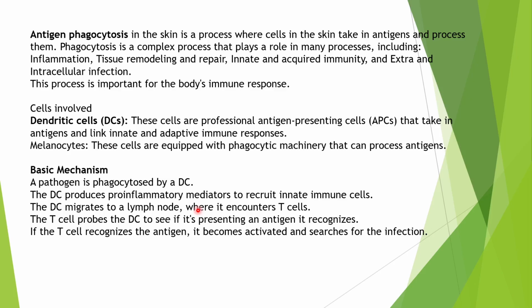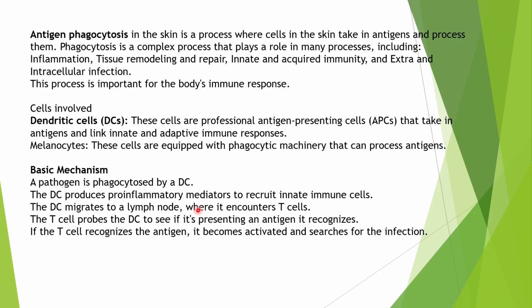Phagocytosis is a complex process that plays a role in many cellular events and bodily functions, such as inflammation, tissue remodeling and repair, innate and acquired immunity, and extracellular and intracellular infection. In all these processes, phagocytosis plays a very important role, and it is definitely very important for the body's immune response.